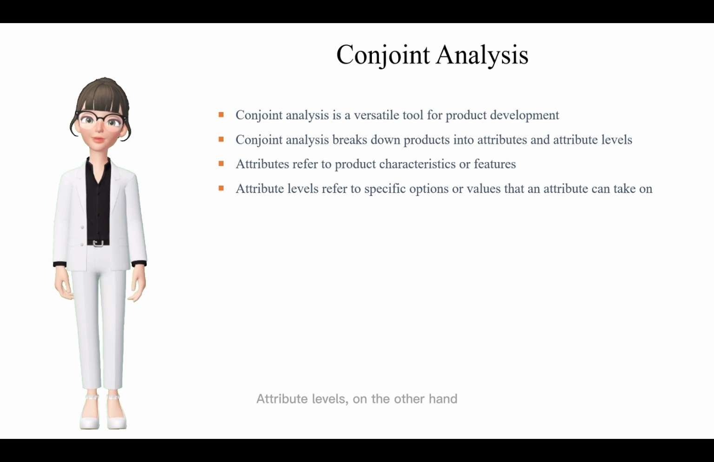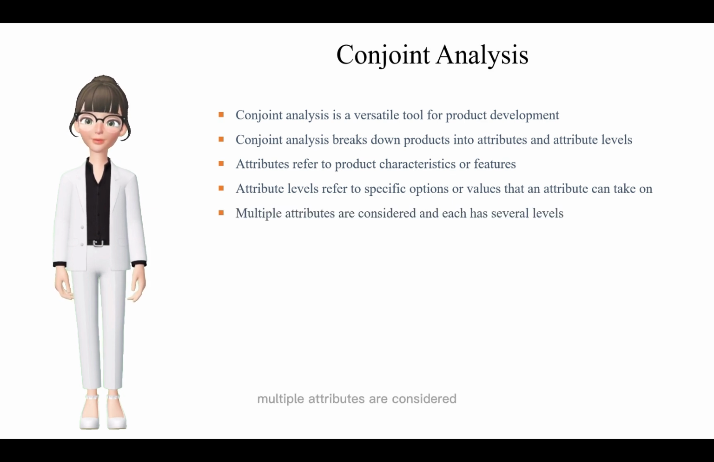Attribute levels, on the other hand, refer to the specific options or values that an attribute can take on. For example, for the attribute of screen size in a smartphone, the attribute levels might be 4 inches, 5 inches, and 6 inches. For the attribute of price in the airline service, the attribute level might be $100, $200, $300.